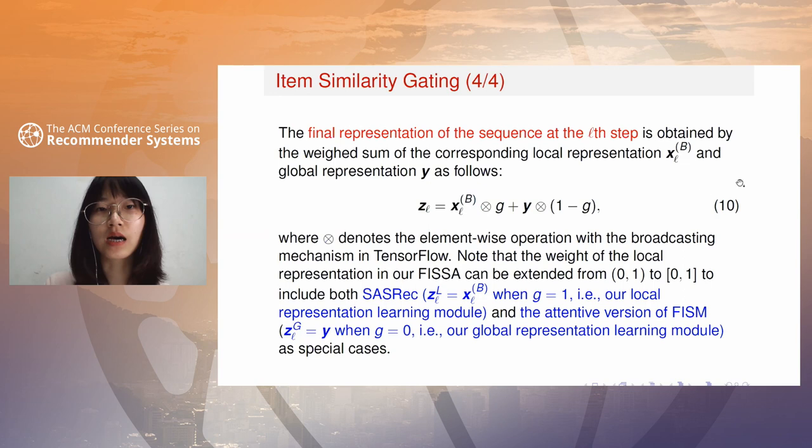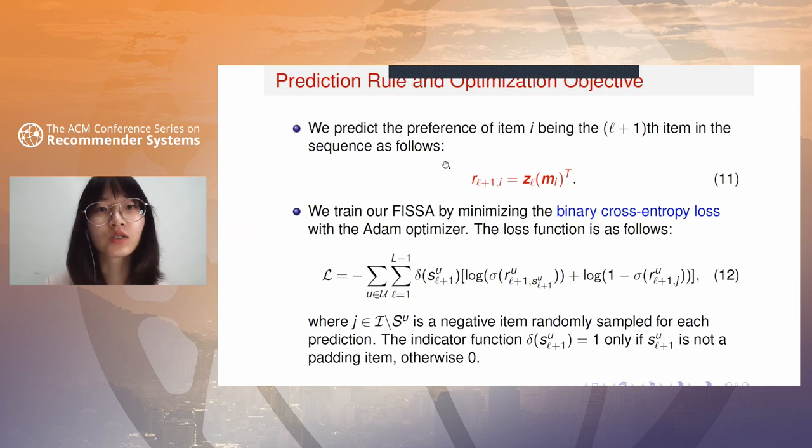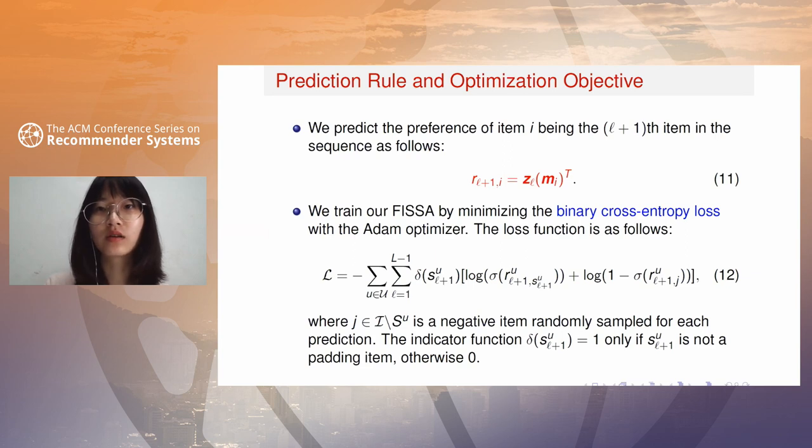Special cases. Then, at last, we predict the preference of item i being the L plus 1 item in the sequence as the vector product between the final representation and the candidate item embedding. We train our FISA by minimizing the binary cross entropy loss.